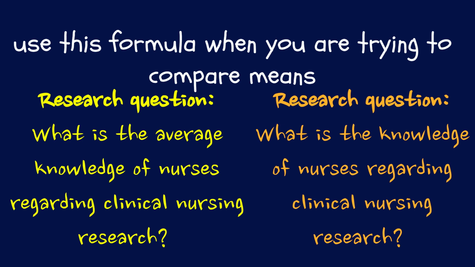This is talking about proportion. The first question has average, it's talking about average knowledge. And this second question is just talking about the proportion of nurses that have knowledge. We don't want to know the average. We just want to know the proportion. Is it 60%? Is it 30%? So that's when you use these formulas.